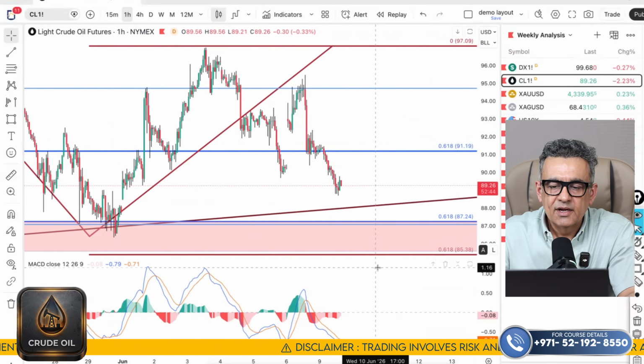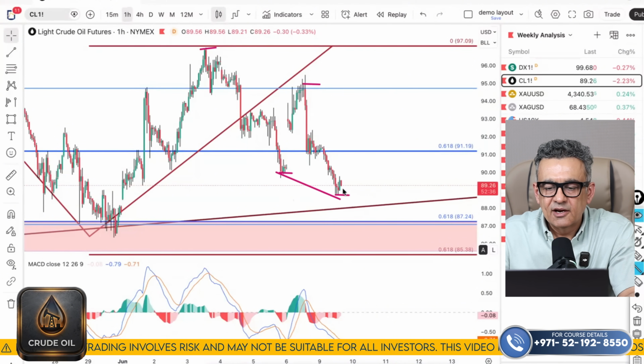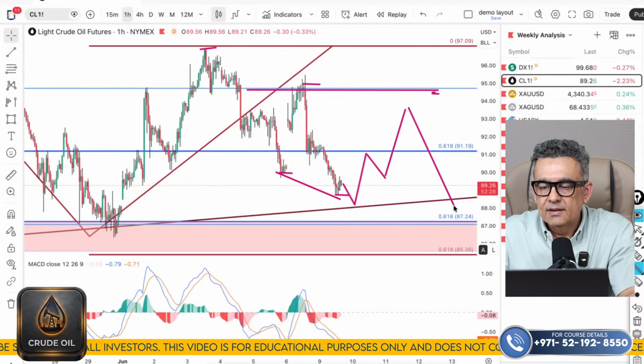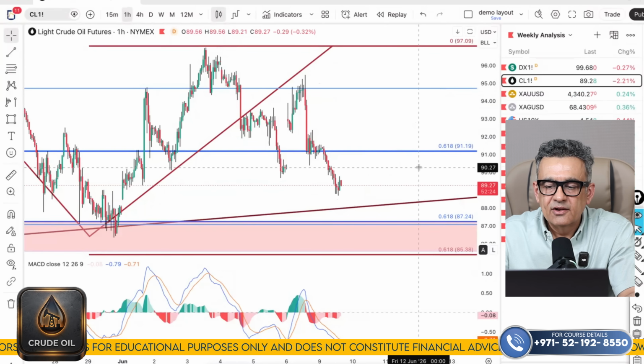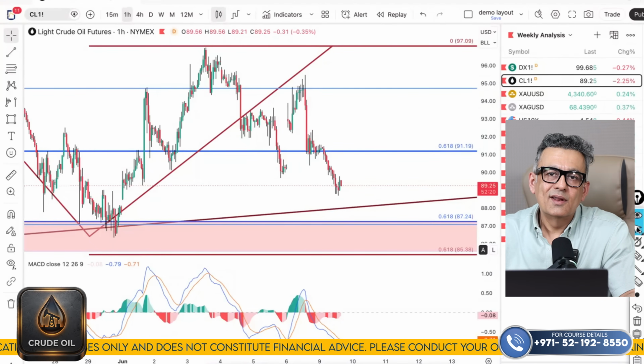And moving to 1H again, here we can see that it is printing the sequence of lower highs and lower lows. Now I'm expecting it will hit the triangular lower boundary, bounce back, retest, and create a new lower high. It should remain below 95 and then continue lower. So this is the short-term plan for trading crude oil and silver, and I'll be back tomorrow with my midweek gold analysis.